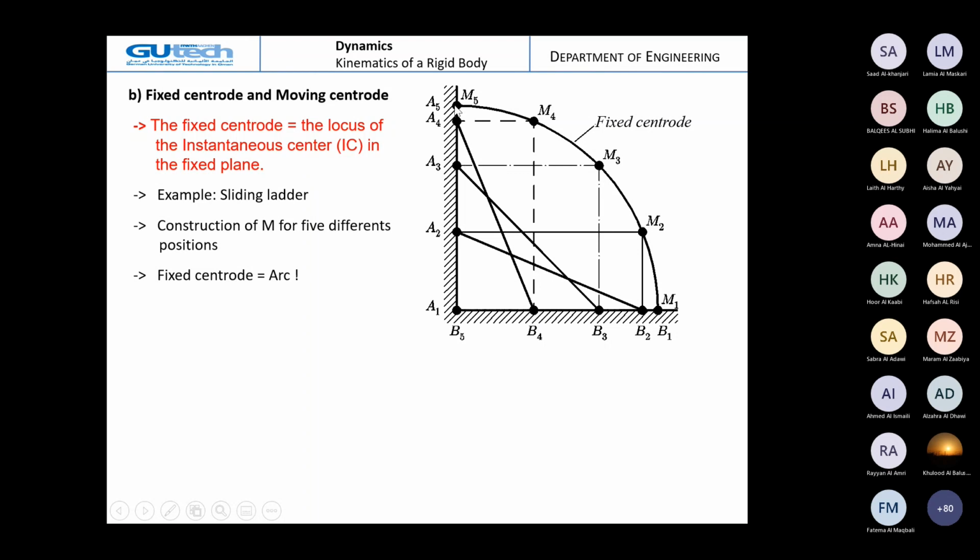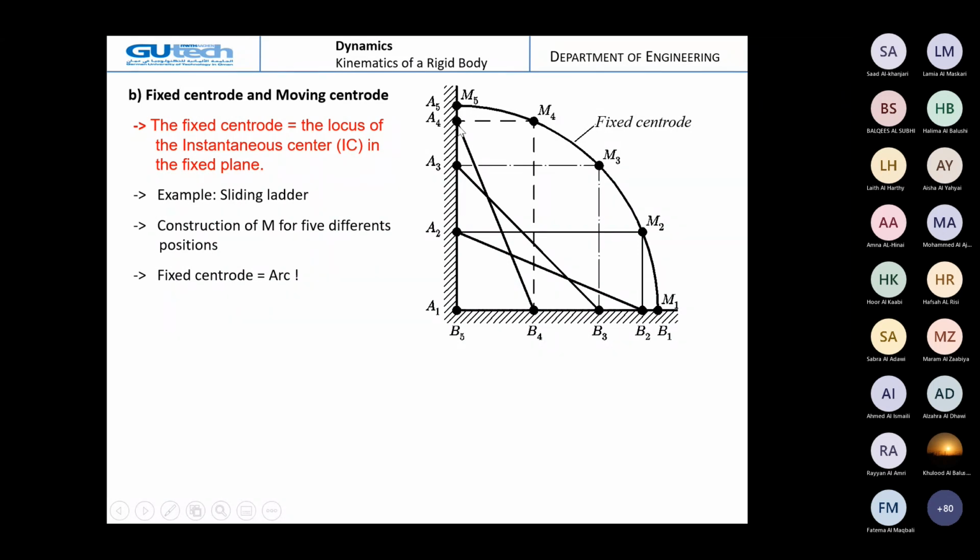The same principle here. We have A5, then we have here B5. For A4, we have B4, and so on. Now, at each position, we draw the center of rotation. In our case, at time T5, the center of rotation, with the point B at this position and the point A at this position, is N5 here.